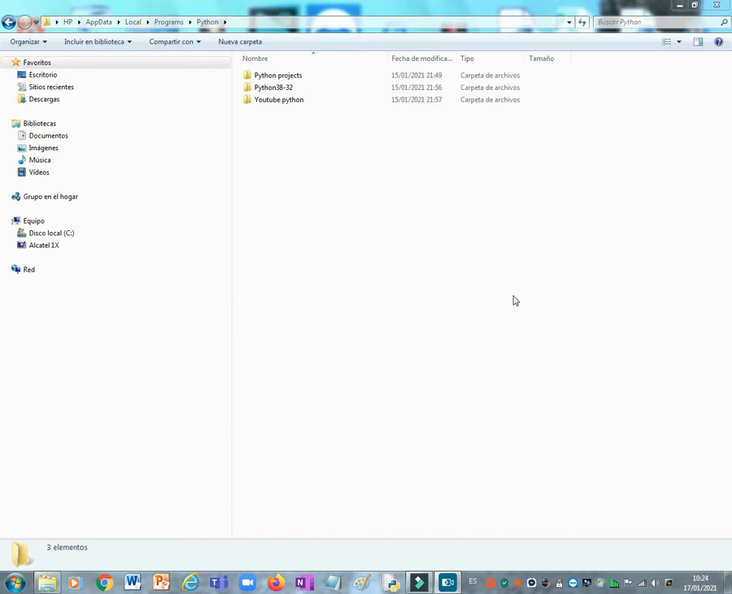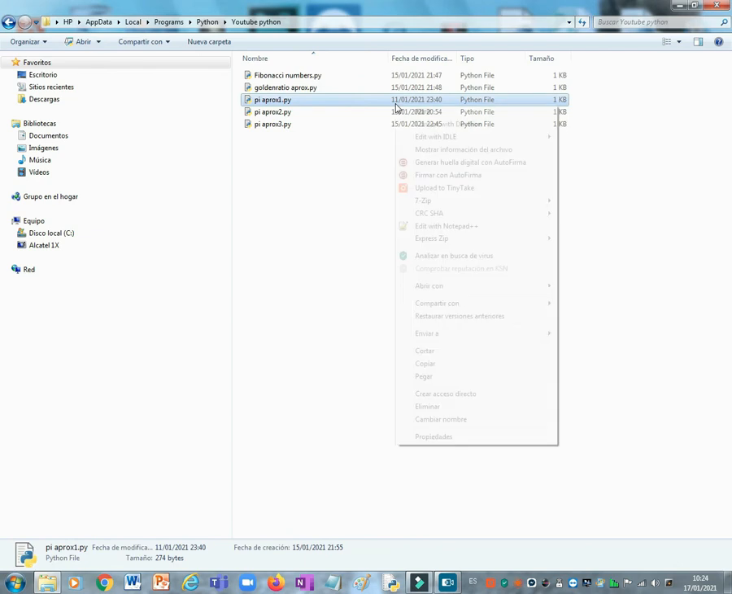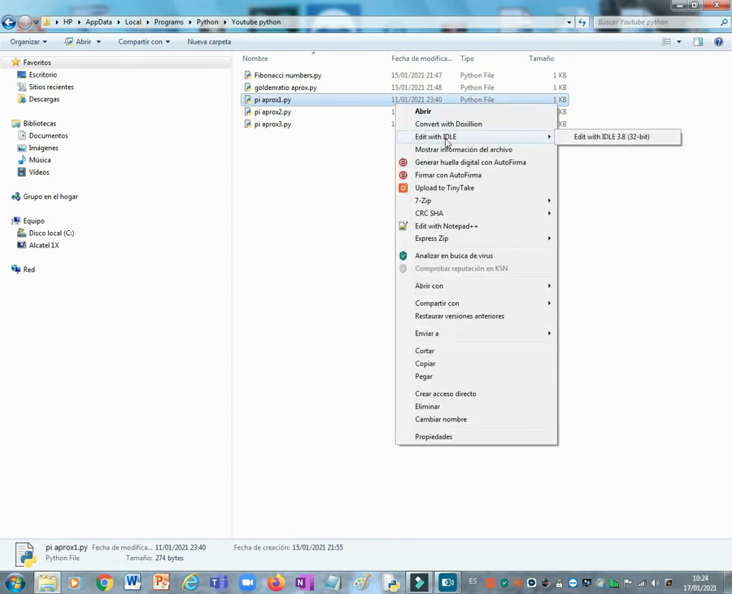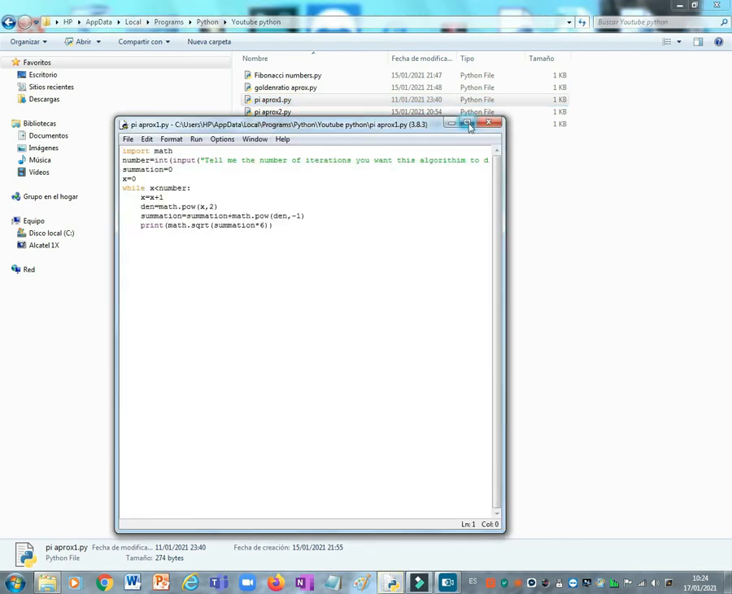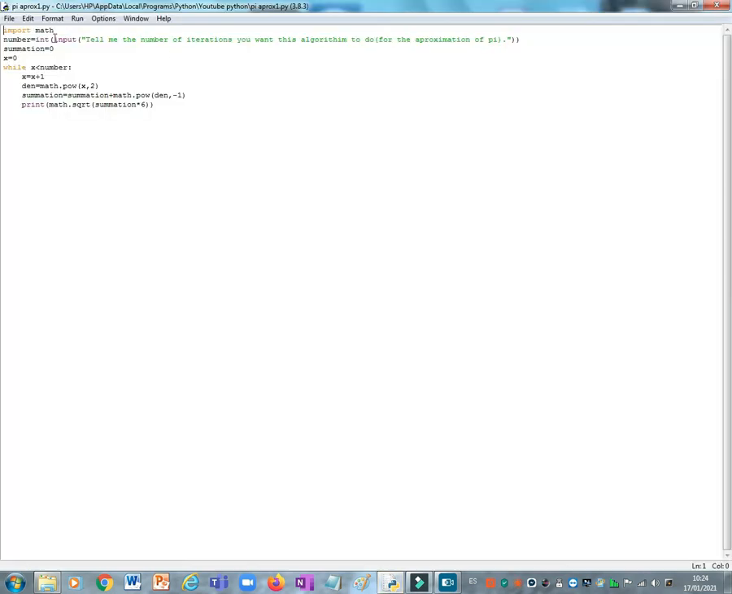Today we are going to look at nice approximations for pi and the golden ratio in Python. So let's go to YouTube Python. Let's look at our first approximation of pi. So now it's loading. Okay, here.